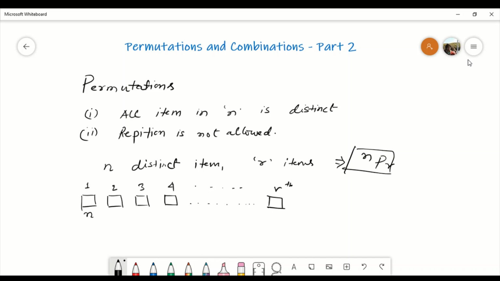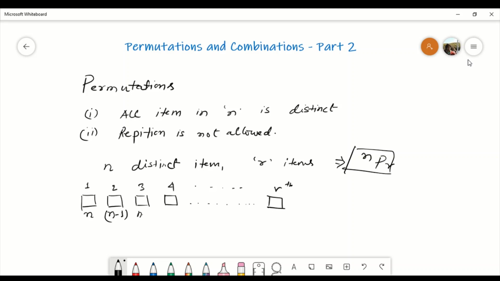When I have fixed this particular position, in how many ways can I fill the next box? I can fill it in n minus 1 ways. Why? Because repetition is not allowed. That's why we said that this is our constraint. If repetition was allowed, this could also be filled in n ways, because one particular item could have been used multiple times in a particular arrangement. But since repetition is not allowed, we are only left with n minus 1 choices here.